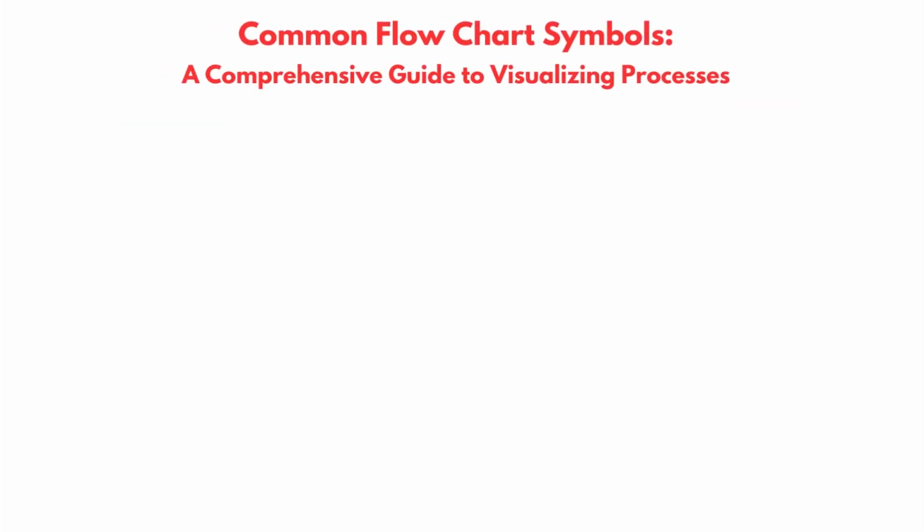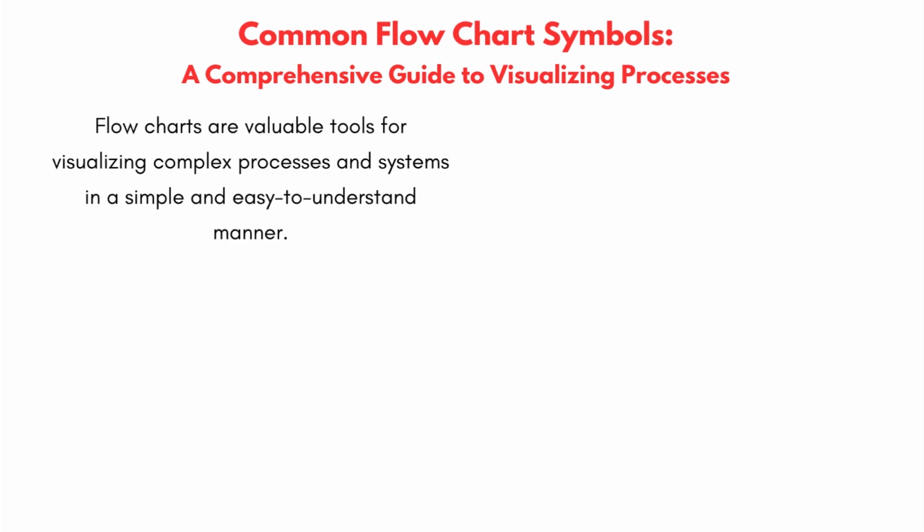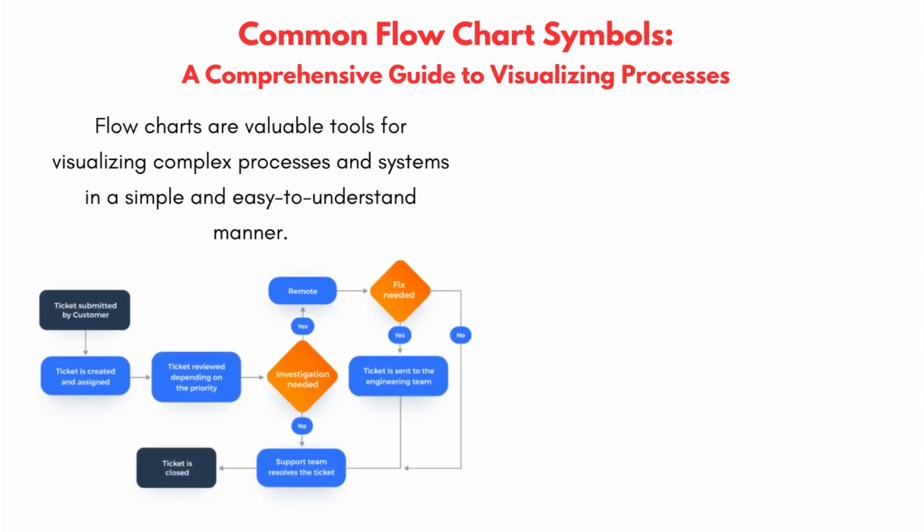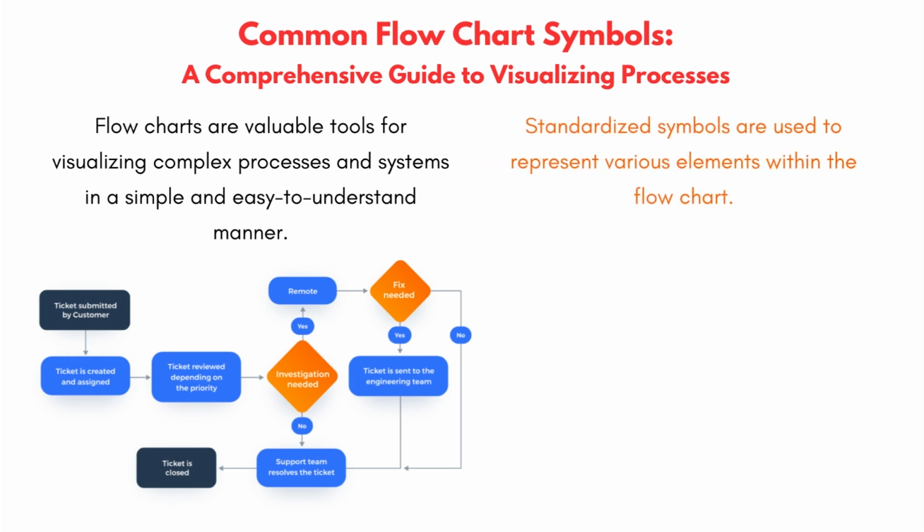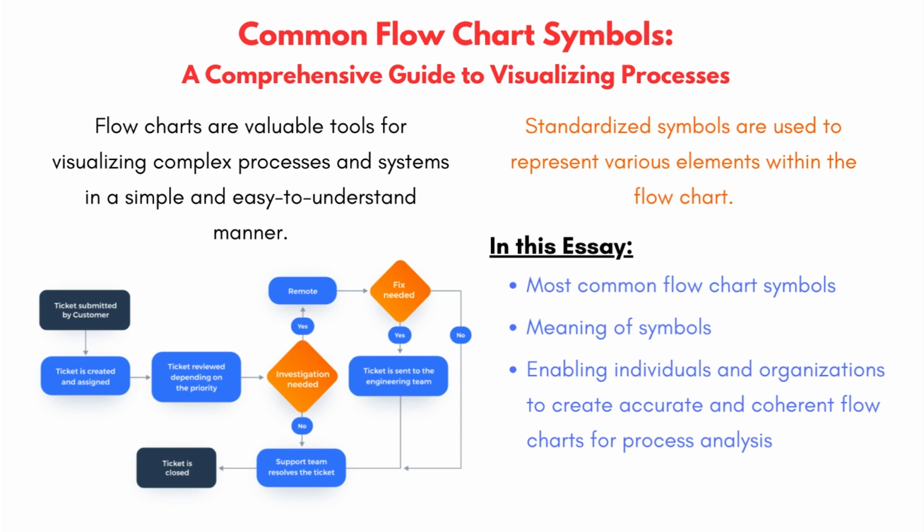Common flowchart symbols, a comprehensive guide to visualizing processes. Flowcharts are valuable tools for visualizing complex processes and systems in a simple and easy to understand manner. To effectively communicate and analyze workflows, standardized symbols are used to represent various elements within the flowchart. In this essay, we will explore the most common flowchart symbols and their meanings, enabling individuals and organizations to create accurate and coherent flowcharts for process analysis, improvement, and communication.